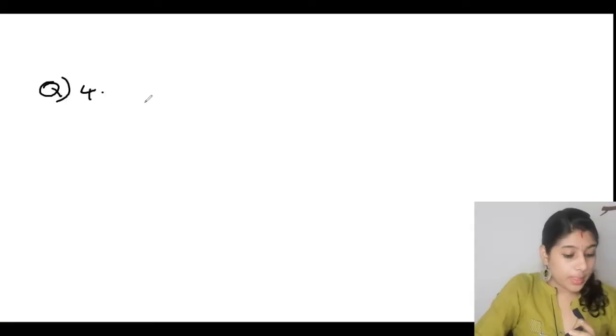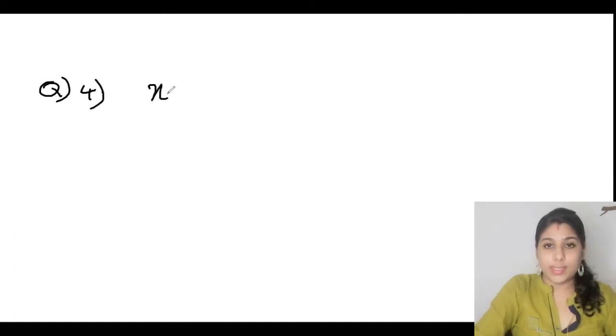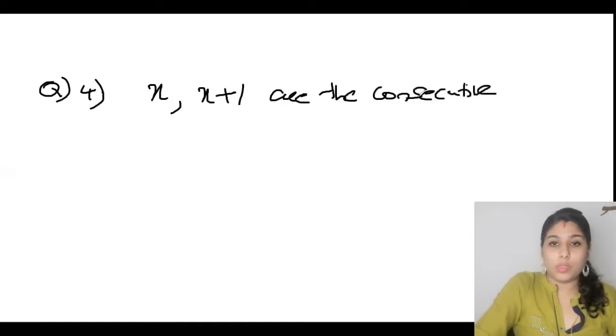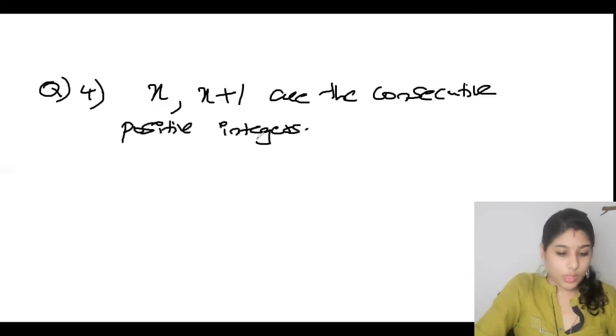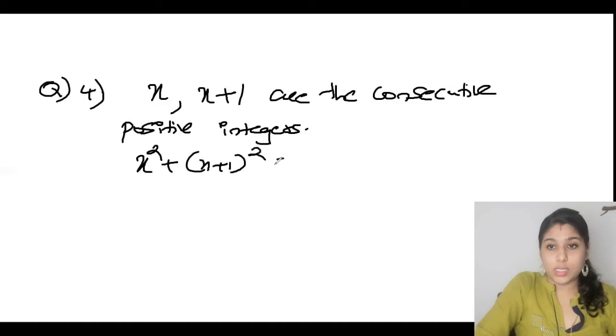Of whose squares is 365. Okay, so consecutive positive integers. Let the first positive integer be x and the next integer be x plus 1. So x and x plus 1 are the consecutive positive integers. It is said that the sum of the squares, that is x square plus (x plus 1) the whole square, is 365.